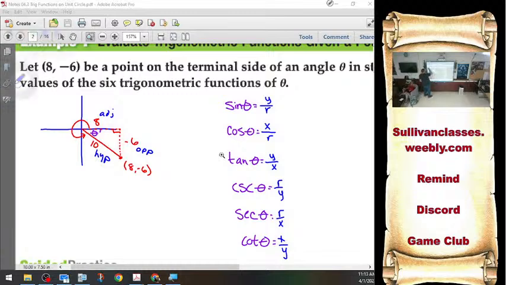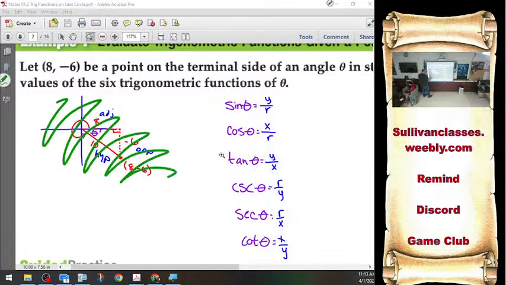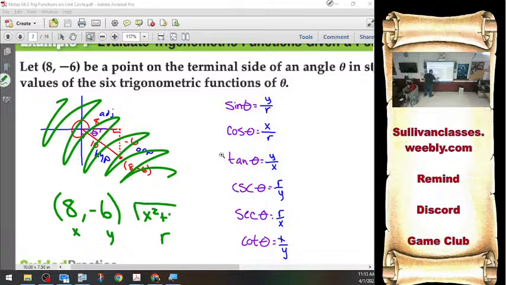because instead of this, I could just have 8, -6, x, y. R is the square root of x squared plus y squared, which is 10. I don't need to draw this out if I have my coordinate shortcuts. If I understand that the opposite side of my triangle formed with the x-axis will always be the vertical movement, which is y as a coordinate.